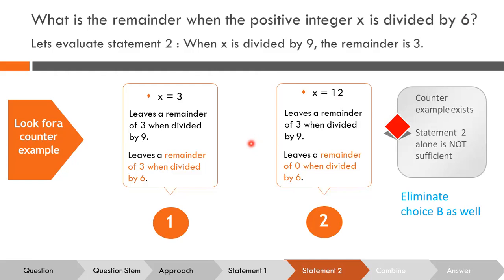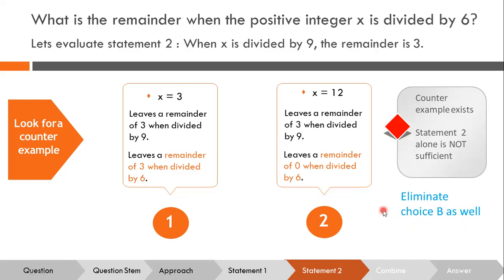But anyhow, choice A is the first statement all alone. B is the second all alone. C is either any one of these two. D is neither of these two. And the last one is the combination of these two. So these are all the 5 choices. They are understood, so that's why I have not written them over there. So eliminate choice B as well.